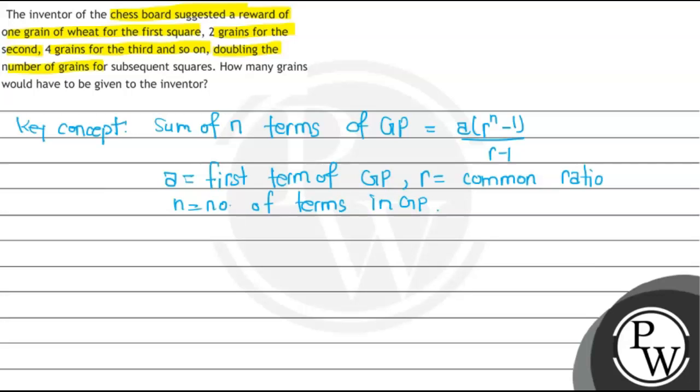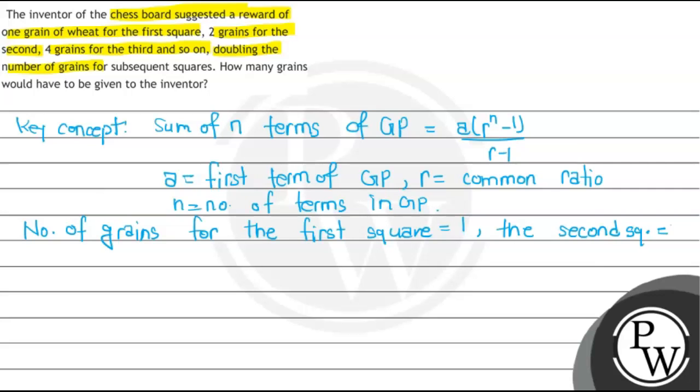सॉल्यूशन की तरफ बढ़ते हैं. We have given that number of grains for the first square is equal to 1, for the second square, मतलब दूसरे स्क्वायर के लिए number of grains है 2, and third square के लिए है for the third square is equal to 4 and so on. ये हमें क्वेश्चन में गिवन है.